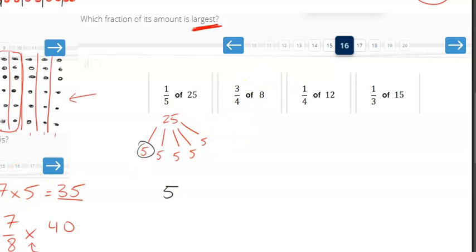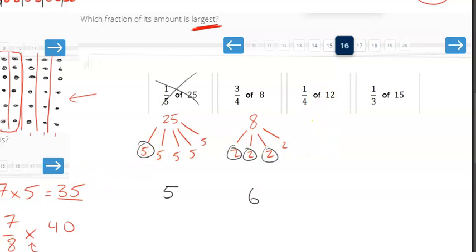3/4 of 8. So we have 8, and we're going to split this up into 4 parts this time. How many go into each part? Well, this has to be 2. 2, 4, 6, 8. And from that, we care about 3 lots of them. So this is 1, 2, 3. How many all up? 2, 4, 6. So far, this is bigger, so it can't be this one.